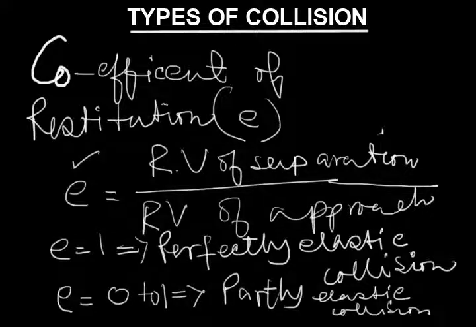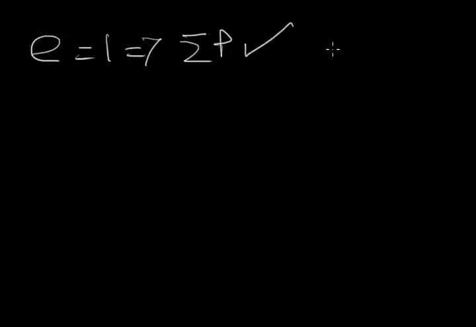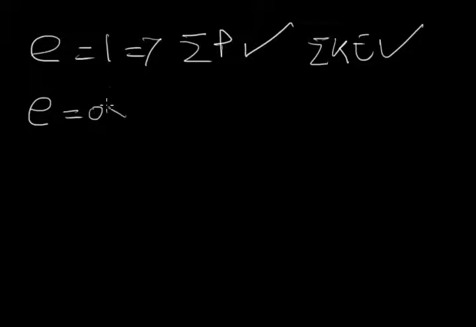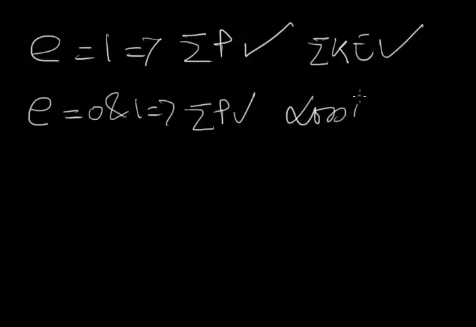So now let us go on to that discussion, what happens when a partly elastic collision takes place. For a perfectly elastic collision, the momentum is conserved as well as the kinetic energy is conserved. So we have two things conserved together, the momentum and the kinetic energy. When the value of E lies between 0 and 1, the momentum is conserved, fine, but there is a loss in kinetic energy.